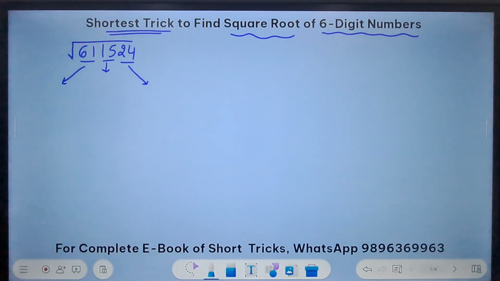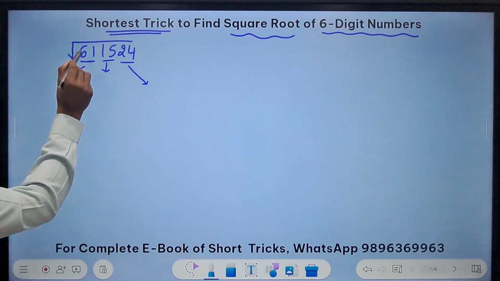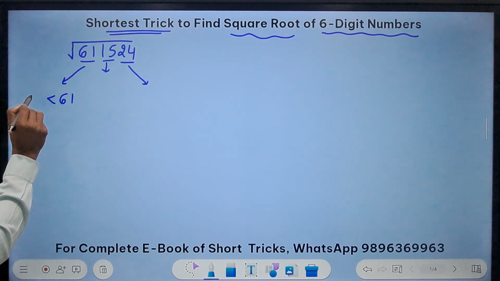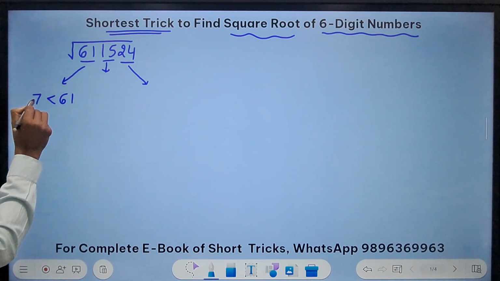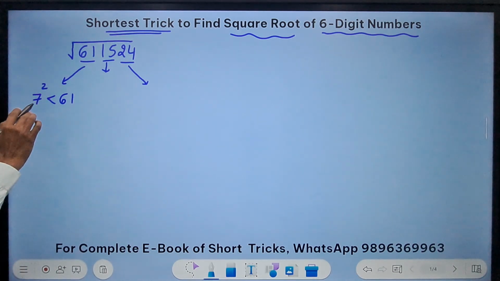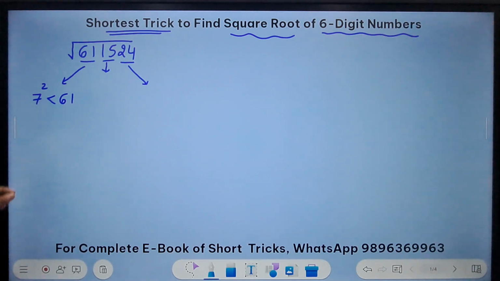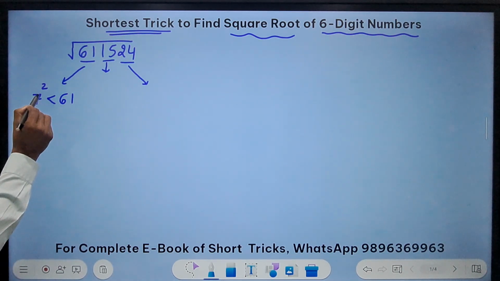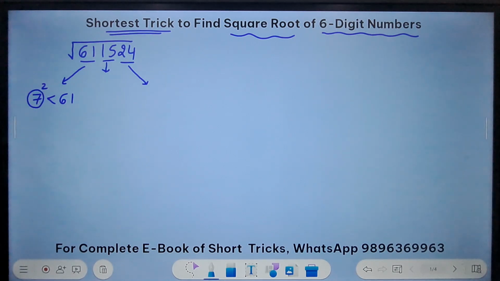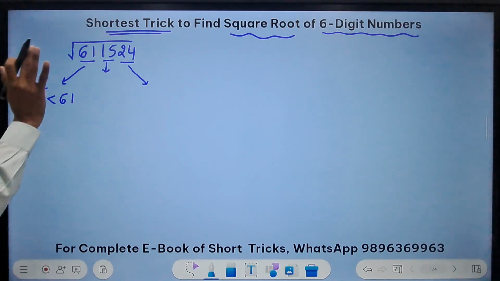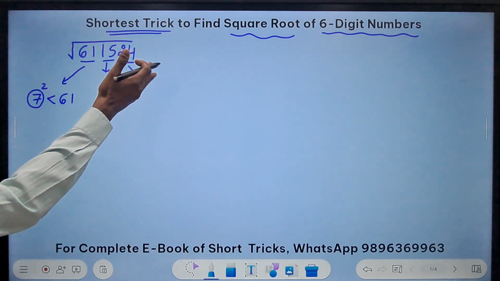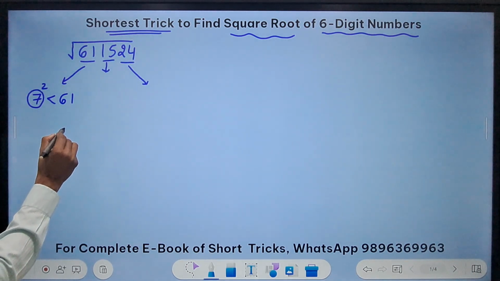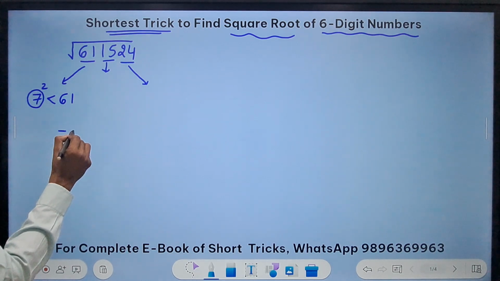So let's see the first digit first. Here you can see 61 is greater than which number's square? 7 square is 49, and 8 square is 64, which is more than 61. I don't want to go beyond 61. To stay under 61, I need this 7, and therefore, of the 3 digits which I am trying to find out, the first one is this digit 7. So your answer starts with 7.